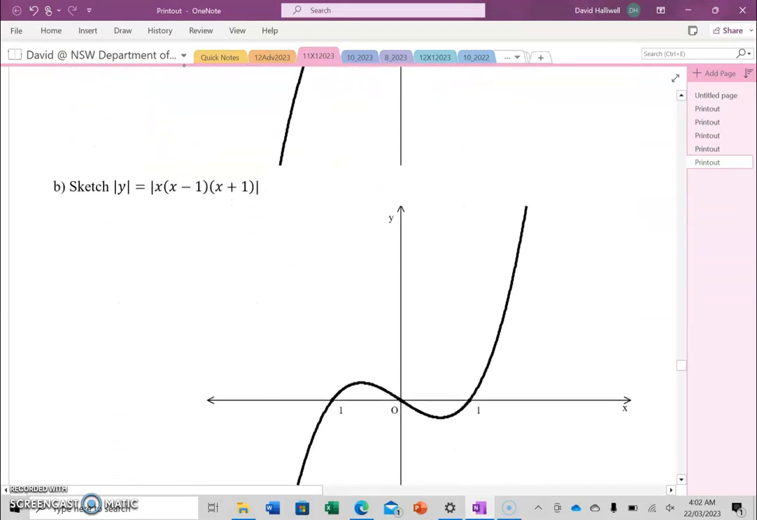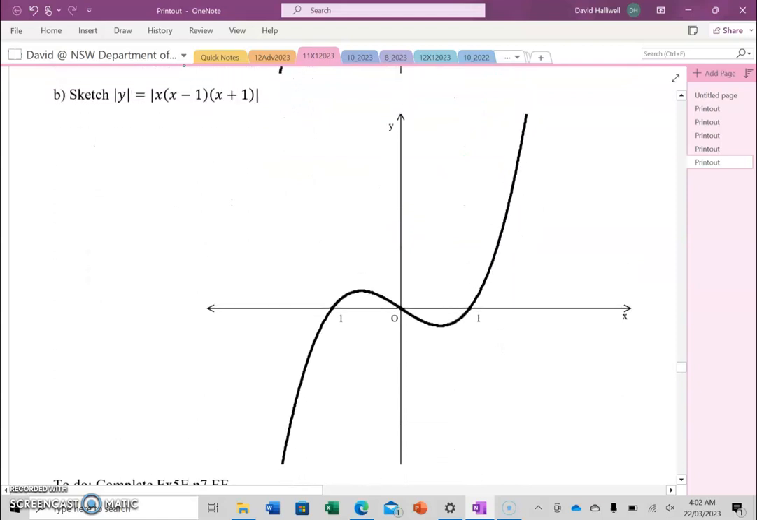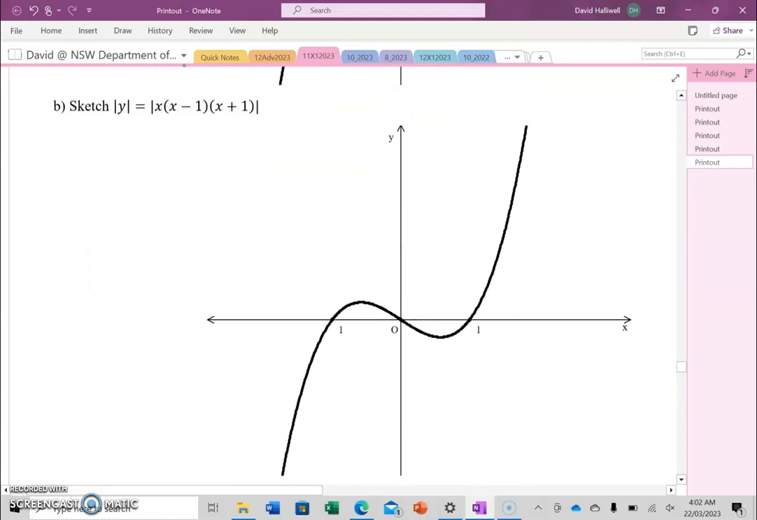Alright, next one. Let's have a look, what have we got here? This has got the form absolute value of y, and then we're doing the absolute value of the right hand side as well. So the first thing to realize is that we have to do this bit first. Let's do y equals absolute f of x in red.